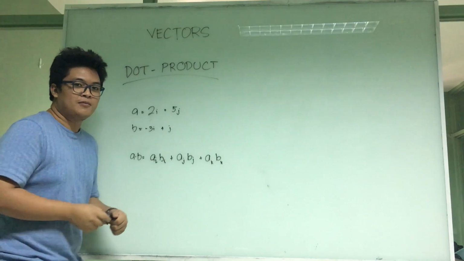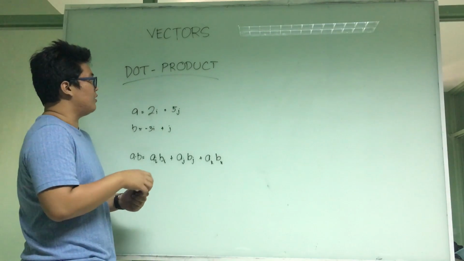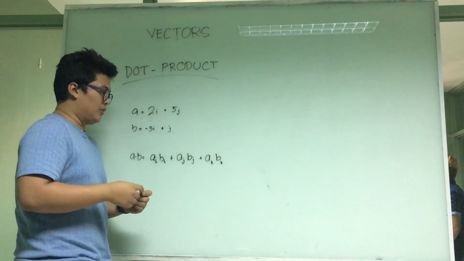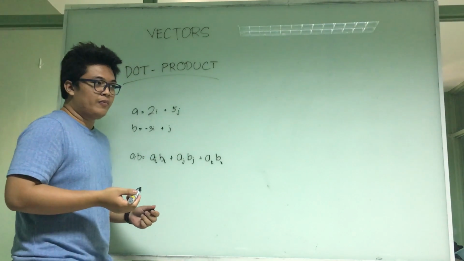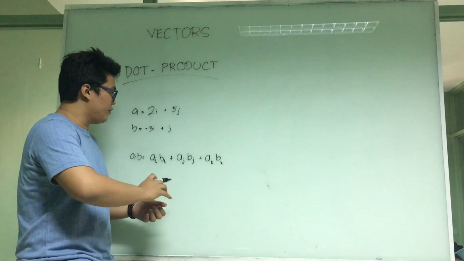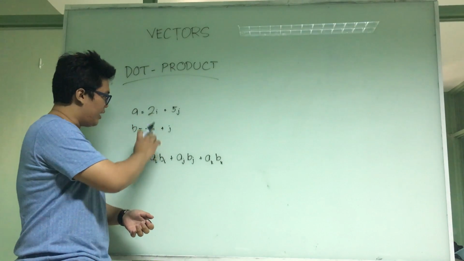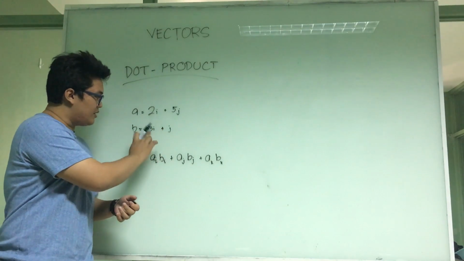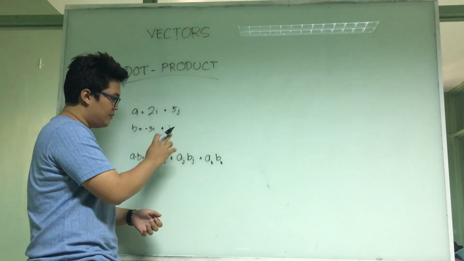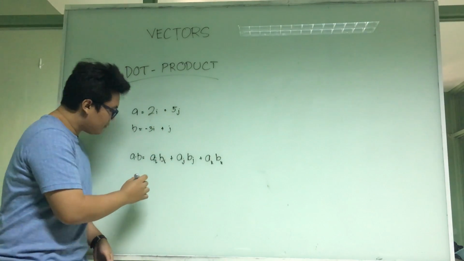So we're going to have some sample problems in dot product. To find the dot product between two vectors, you're going to need to multiply the coefficients with the same variables and add them. So a sub i times b sub i plus a sub j times b sub j.